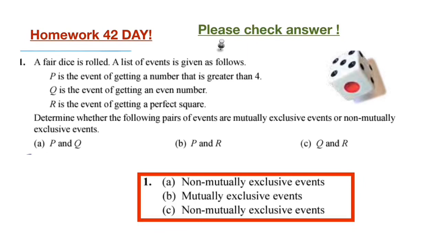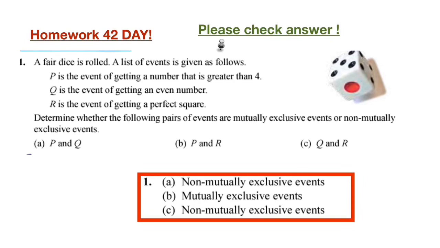Okay, and then we see P and R. P is a number greater than 4, which is 5 and 6, right? R is the event of getting a perfect square, which is 4. So just now you got 5 and 6 for P, and for R you got perfect square, which is 4. So it seems like you don't have a common element, right? Does not intersect, so P and R are mutually exclusive events. Does not intersect, meaning that it is a mutually exclusive event.